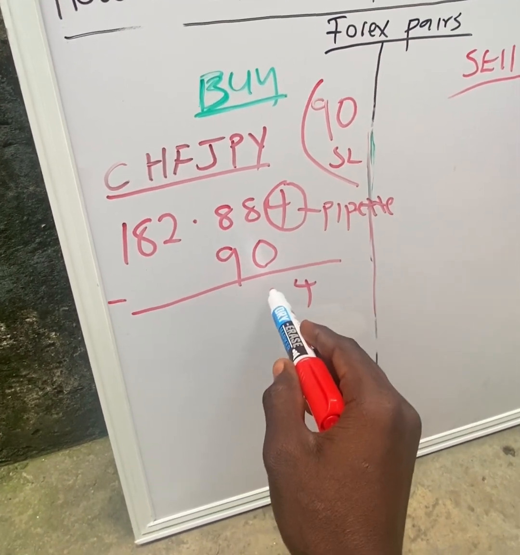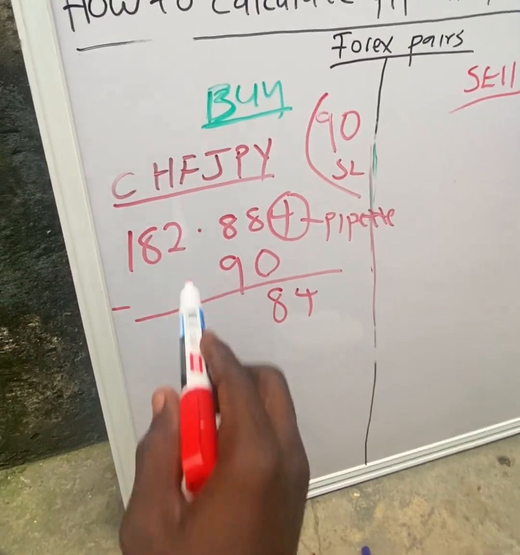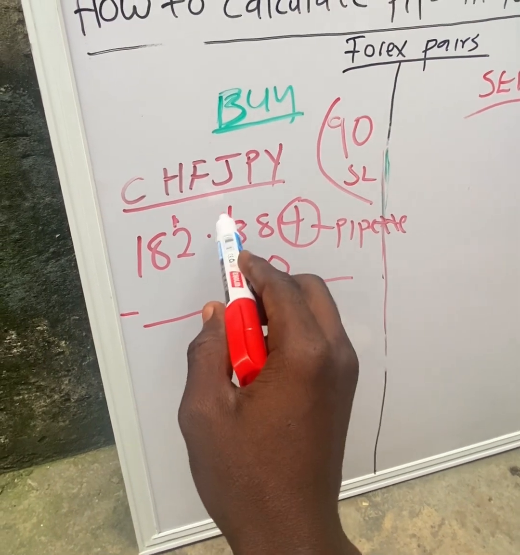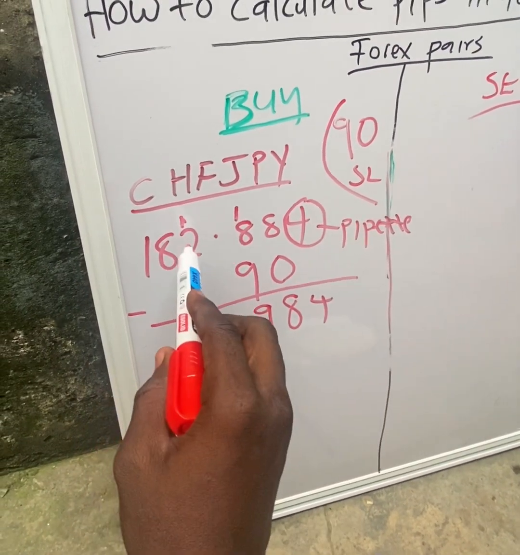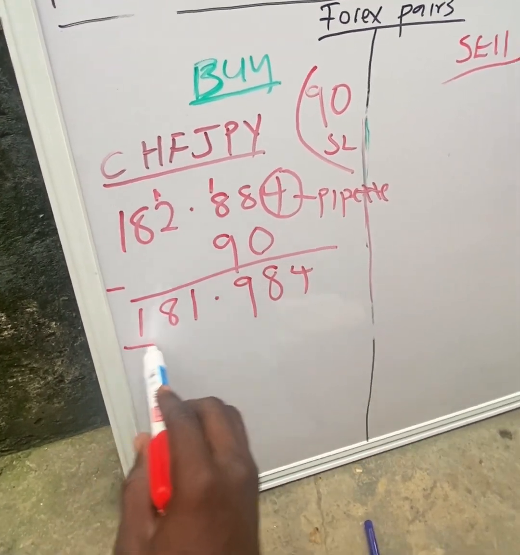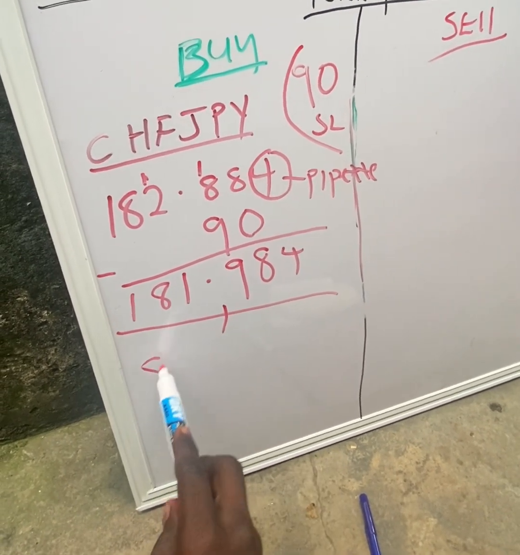8 minus 0 is what? We have our 8. 8 minus 9 is impossible, so we have to borrow 1 from here. So this 2 becomes 1, and I put 1 here. Now this becomes 18. 18 minus 9 is what? 9. We have our point. So we borrowed 1 here, so we are left with 1. So we put 1, 8, and 1. It's as simple as ABC. This is the stop loss price.